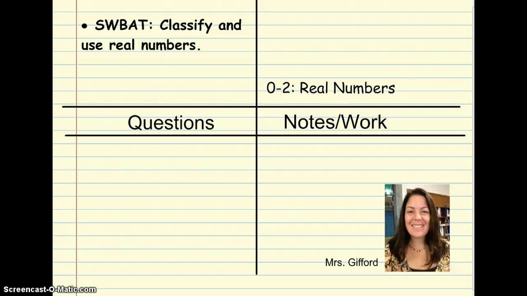Hi everybody, it's Mrs. Gifford here for today's lesson on real numbers. And after this lesson, you should be able to classify and use real numbers.